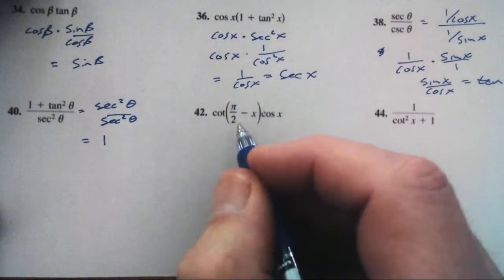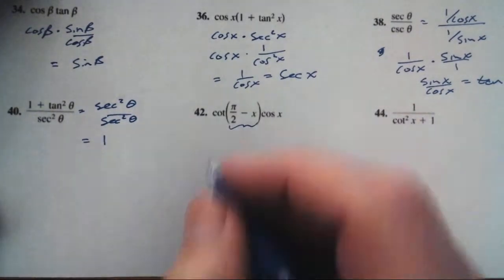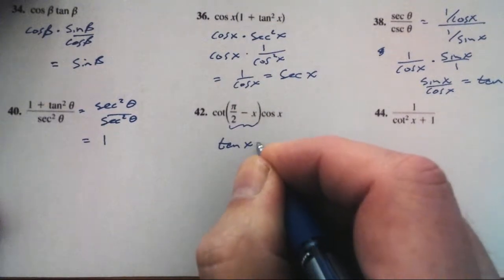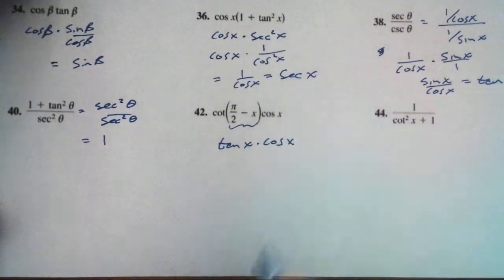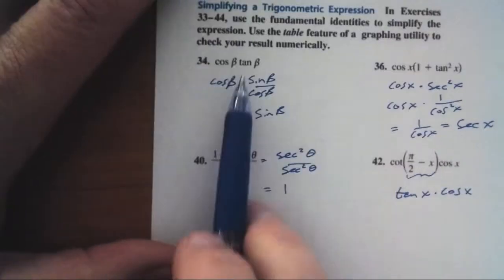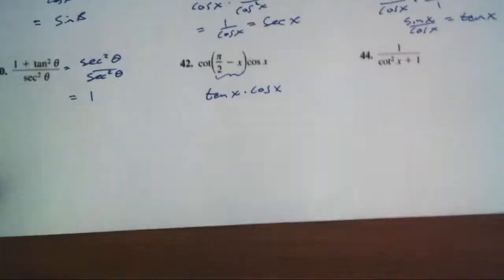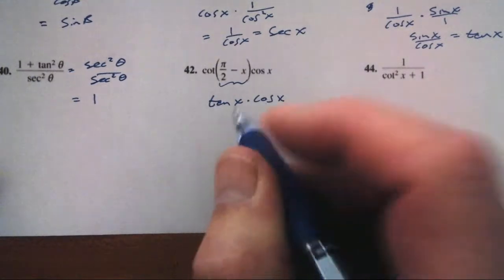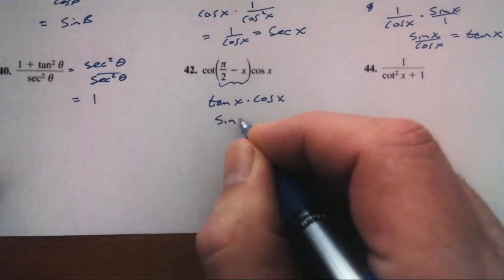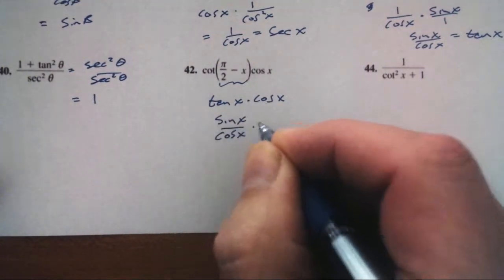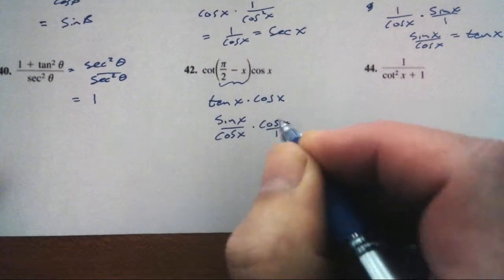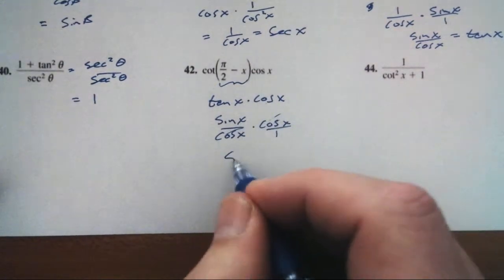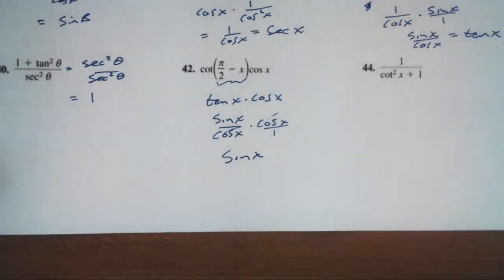Cotangent of pi on 2 minus x sticks out like a sore thumb. That is tangent of x times cosine of x. And that sounds really familiar. Cosine tangent are not reciprocals. They don't live together in a Pythagorean. Let's go sines and cosines. Sine of x on cosine of x times cosine of x, if you like, on 1. Cancel, cancel. Sine of x.